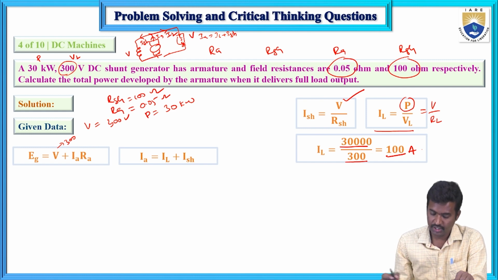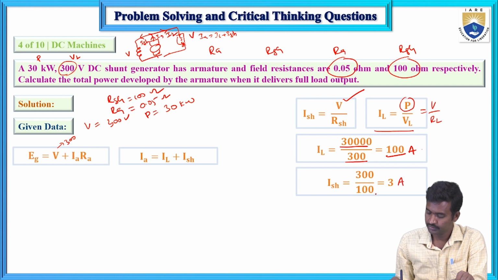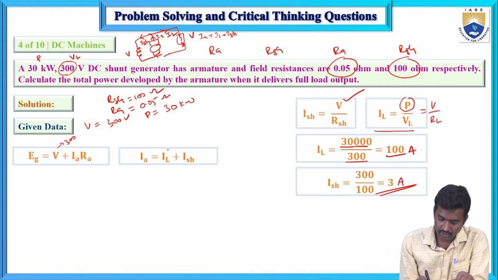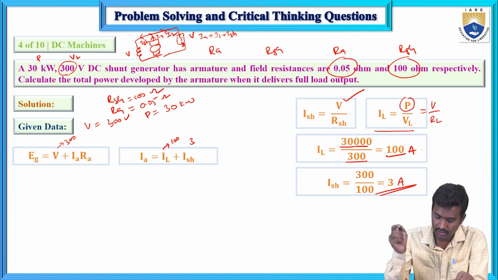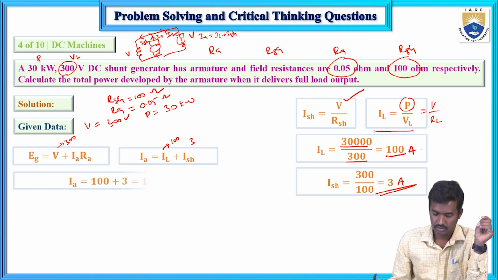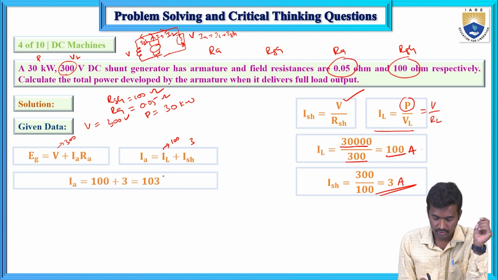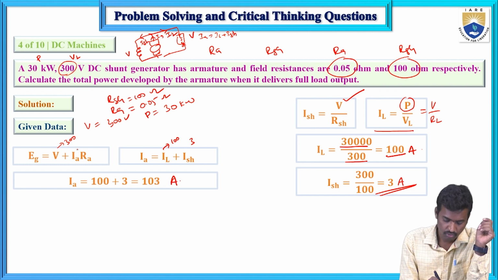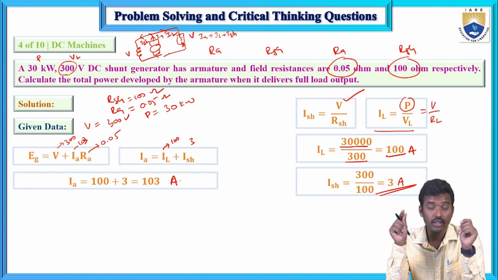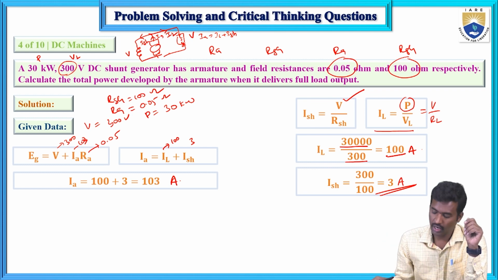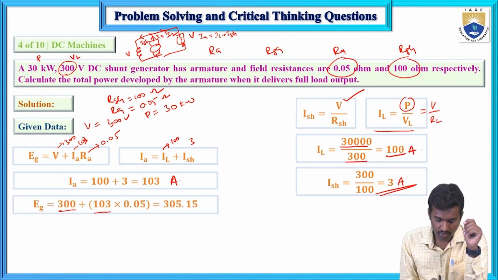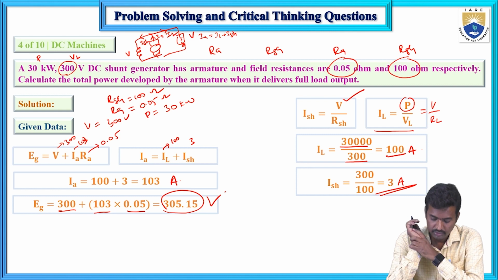Now, what about ISH? ISH equals V by RSH. V is 300 and RSH is 100. 300 by 100 means 3 amps. Now here this is 100 and this is 3. 100 plus 3 is 103. Armature current is 103, and this is 0.05. Now calculate the EG value. 300 plus 103 into 0.05 equals 305.15.